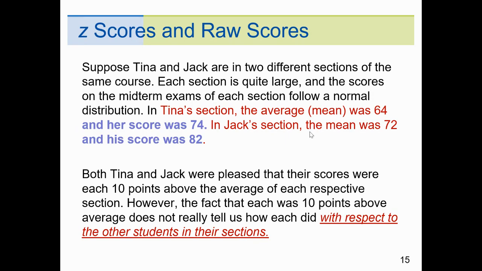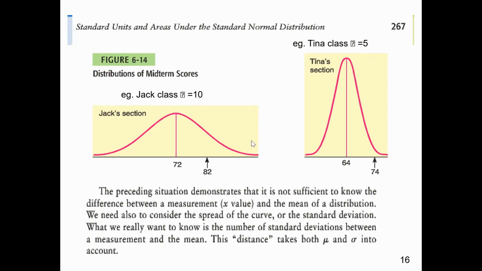I've got a feeling that Jack was a little happier. But anyways, each student was 10 points above the average. However, the fact that each was 10 points above the average does not really tell us how each did with respect to the other students in their class. We're going to be presented with all types of problems with different means and different standard deviations. We've got to find a way to standardize this, and what we're going to do is use what's called a z-score.